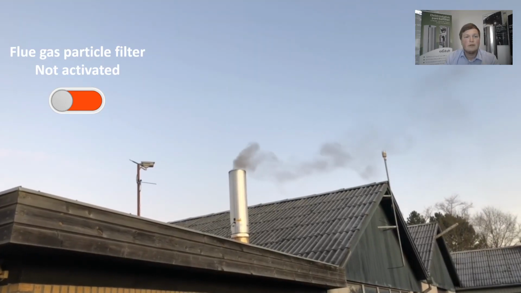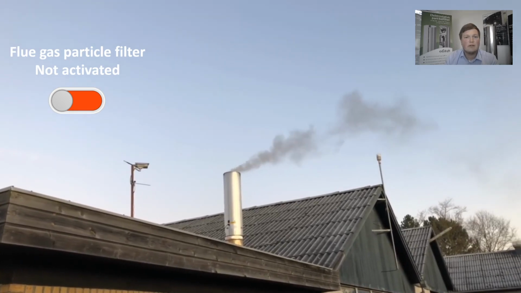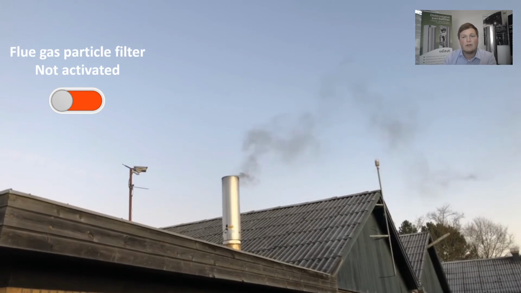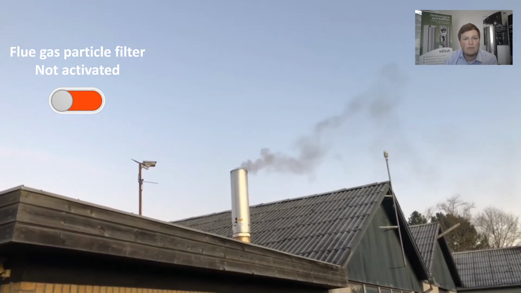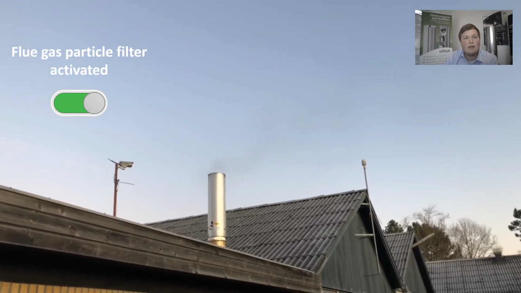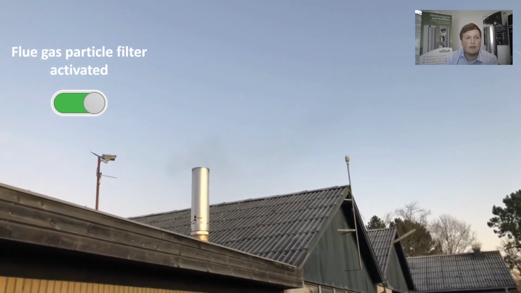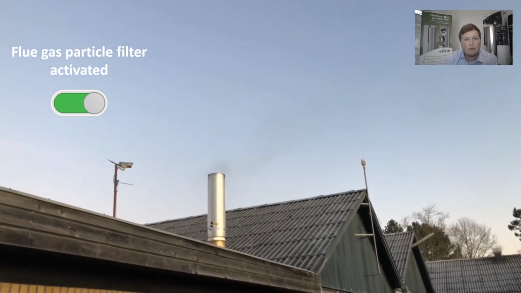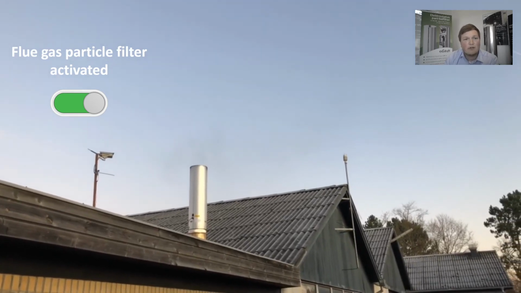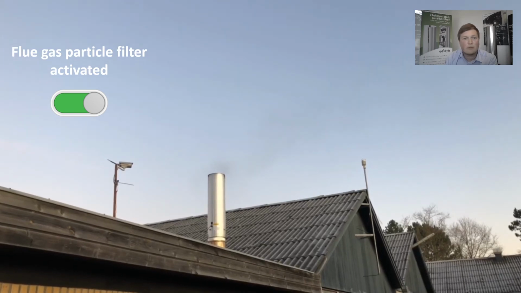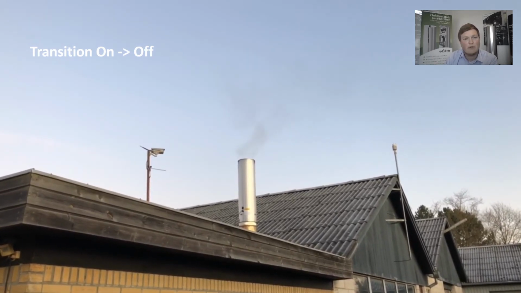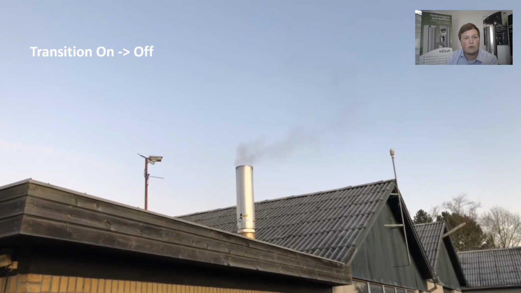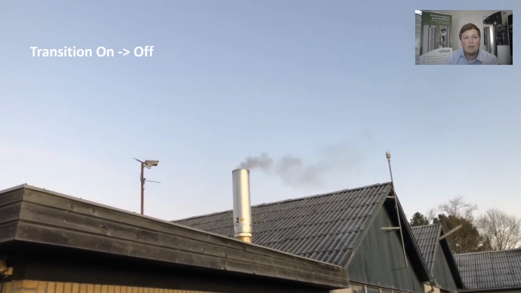So here you can see a chimney with the filter deactivated. There's a lot of visible smoke. I believe this is the early phase of the burning process, and this is what we don't want to see. And here is the same chimney, same fire, just with the filter activated. There's almost no visible smoke. And just to make sure that you don't think we are doing some kind of trickery, here's the transition from the filter being on, and now we are turning it off. And as soon as it's off, the visible smoke will appear.